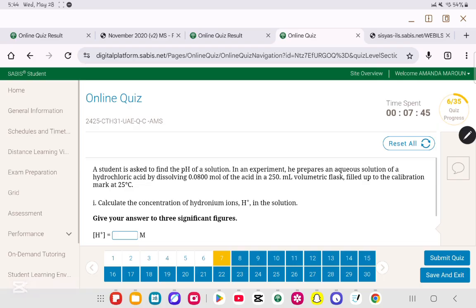We move on to question number 7. So, question number 7, what does it say? It says a student is asked to find the pH of a solution. In an experiment, he prepares an aqueous solution of hydrochloric acid, HCl, by dissolving 0.0800 mole of the acid in a 250 milliliter volumetric flask filled up to the calibration mark at 25 degrees Celsius. First part, they want us to find what? The concentration of hydronium ions, which is the H+ ions in the solution.